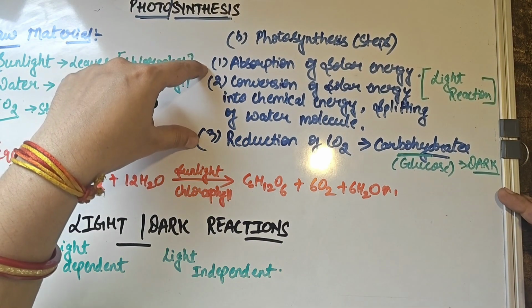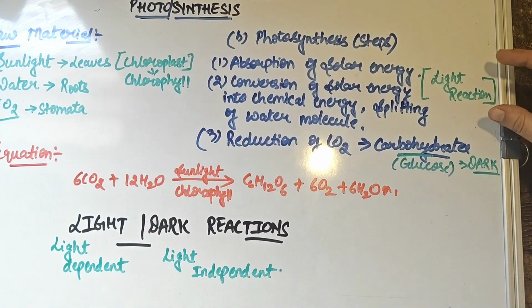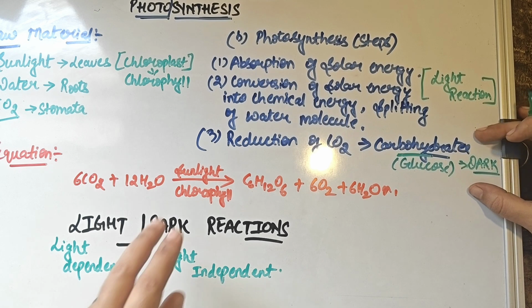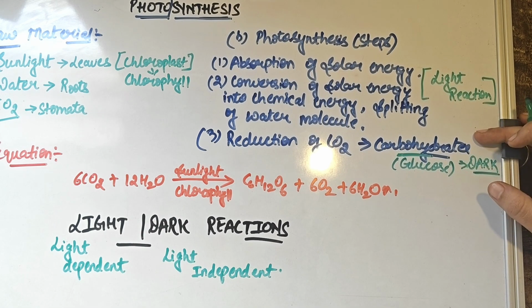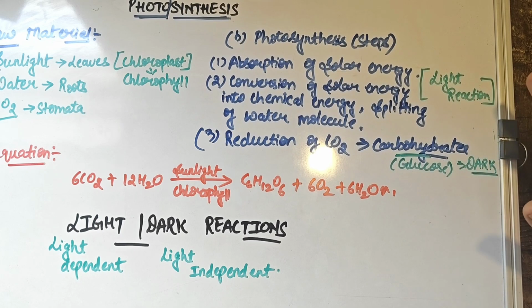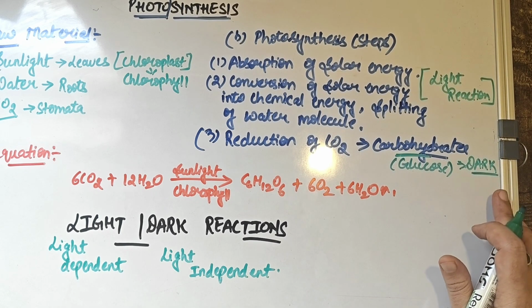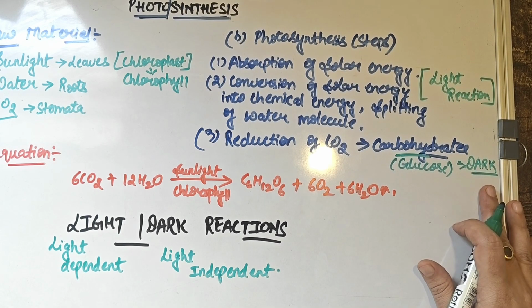These are the three steps that we have spoken about. The first two steps are the light dependent phases because they require the presence of light energy. That's why they are light reactions. But the third step, where reduction of CO2 is occurring in the form of glucose or carbohydrate, is a light independent phase. It does not require the presence of light. Hence we call this reaction a dark reaction, right?